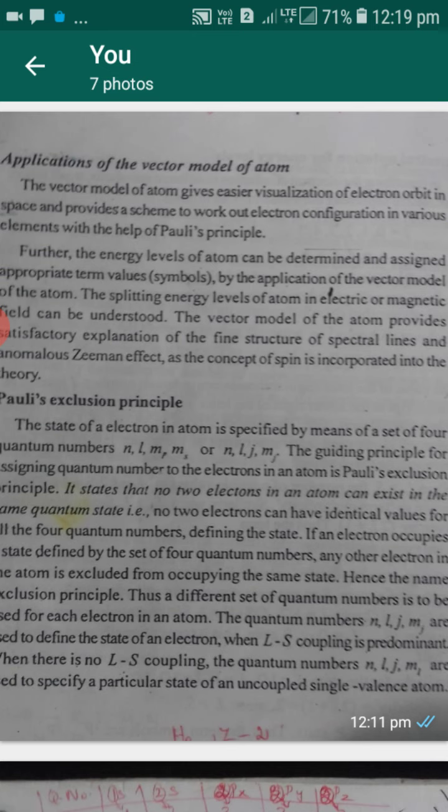Then the next quantum number is the spin quantum number. Spin quantum number means the spinning of electrons in a clockwise or anti-clockwise direction. Then it has one unique value, that is half.